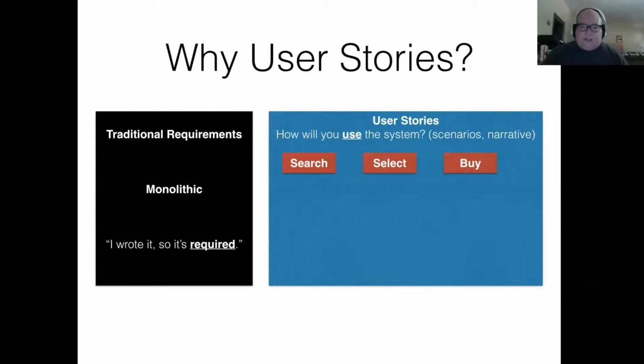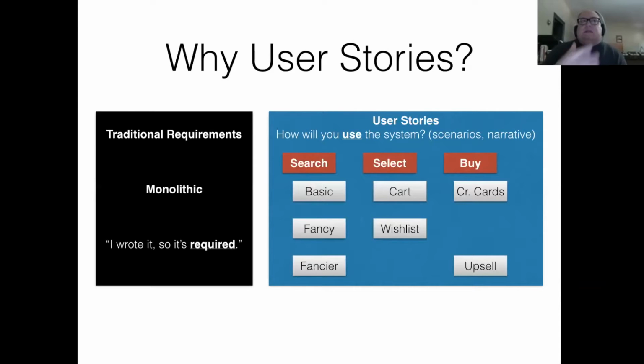So imagine something like an Amazon or an e-commerce site. The high-level activities going on: there's searching for something, there's selecting what you want to buy, and then there's actually buying it. And then within there, we can expand out. What do you mean by search? Well, it could mean a very basic search. It could mean a fancy search. It could mean an even fancier search.